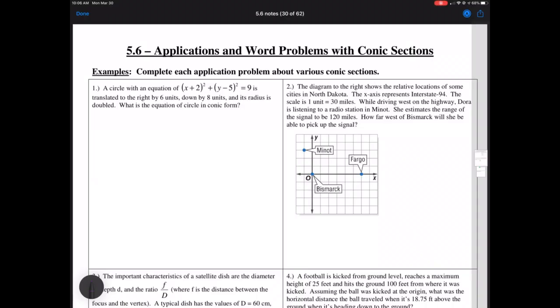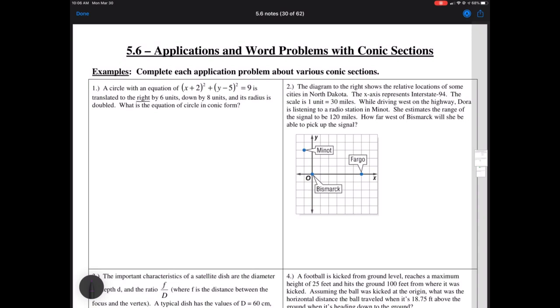All right, 5.6, applications and word problems with conic sections. All right, so the first example says a circle with an equation (x + 2)² + (y − 5)² = 9 is translated to the right by 6 units, down 8 units, and its radius is doubled. What is the equation of the circle in conic form?